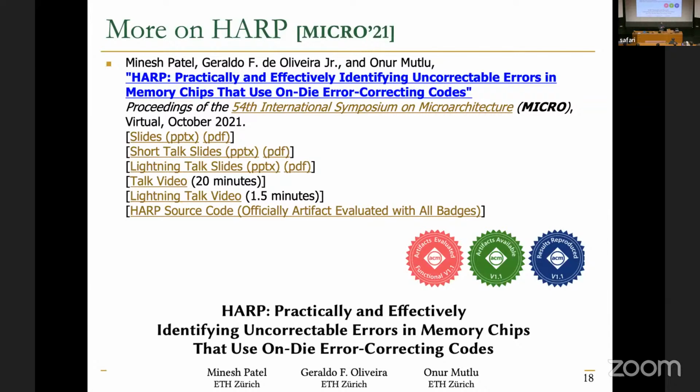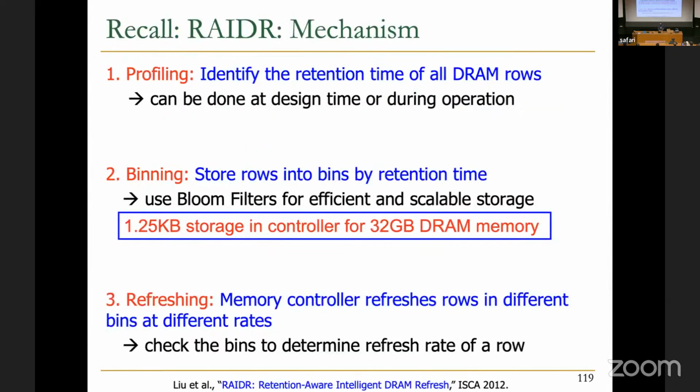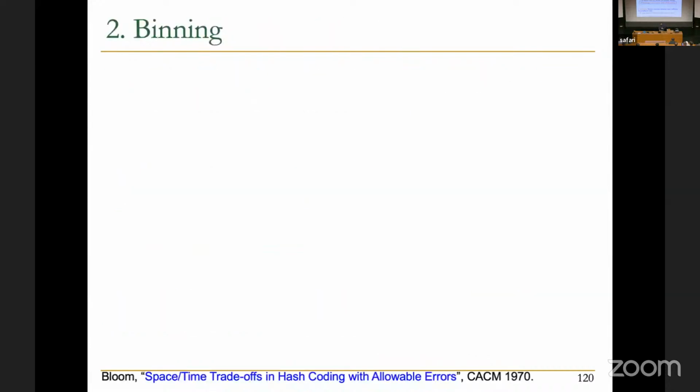Are there any questions here? If not, I'll go back to RAIDR. Because we kept talking about the first step of RAIDR, about profiling, but there's another step that is binning. So basically we need to assume that we have the profile. We need to store rows into bins by retention time. And we should do that efficiently so that we do not consume a lot of hardware cost.